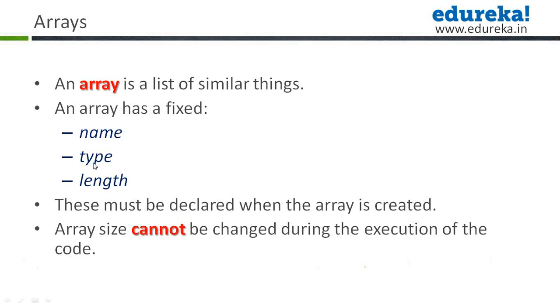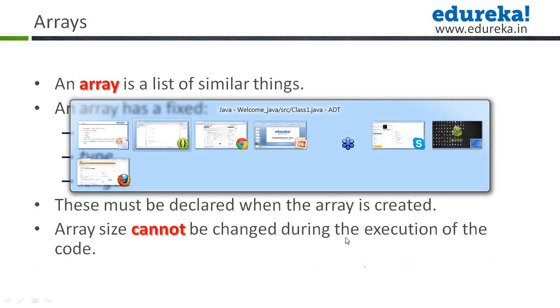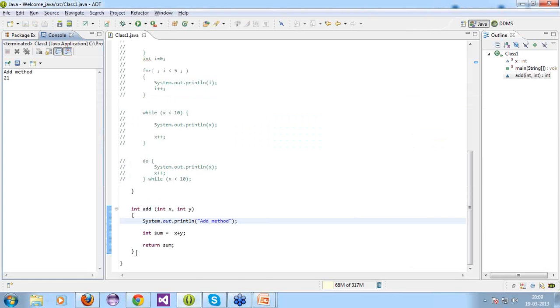You have to give the type of the array. What kind of values will this array store in it? That will be the type of the array. And finally, the length of the array. What will be the size of the array? That means how many elements this array can store within it. These must be declared when the array is created. Array size cannot be changed during the execution of the code. So I'll just show you an example of an array, how to do it.